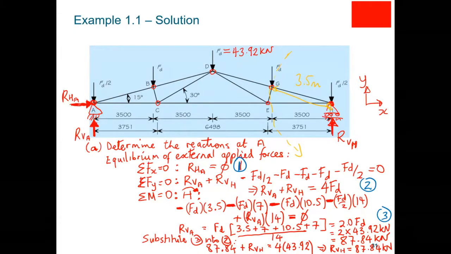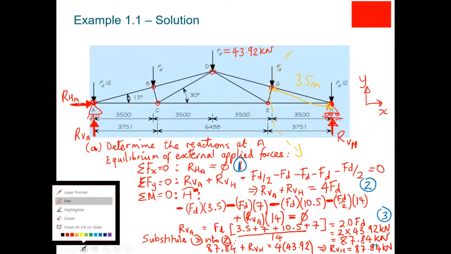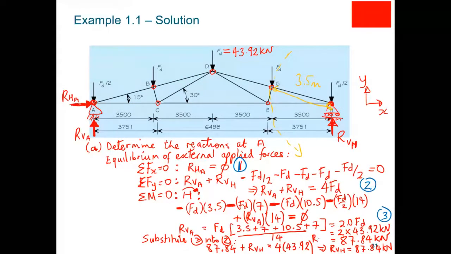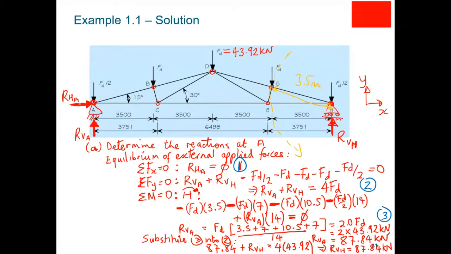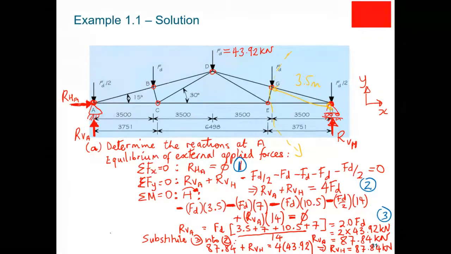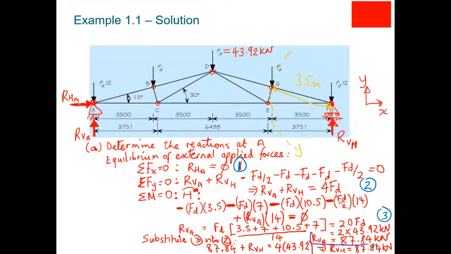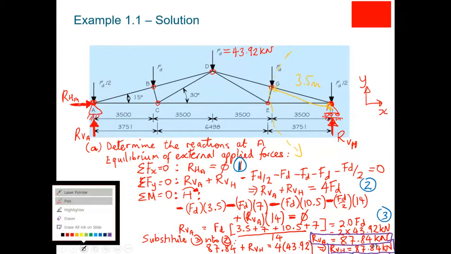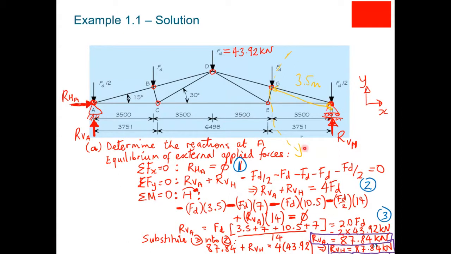Okay, so I've now been able to work out RVA and RVH, so that I've got the reaction at A, which is what I've been asked to calculate, but then just for completeness, I've also worked out what the reaction is at H, the vertical reaction. And this should be the same, because it's symmetrical.